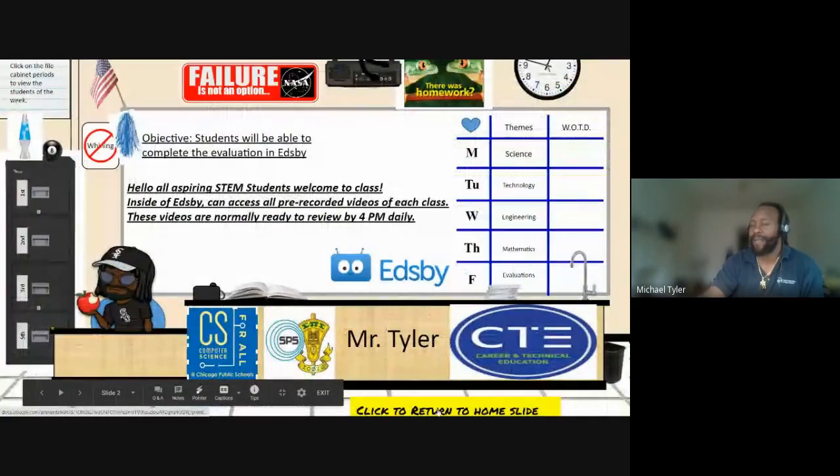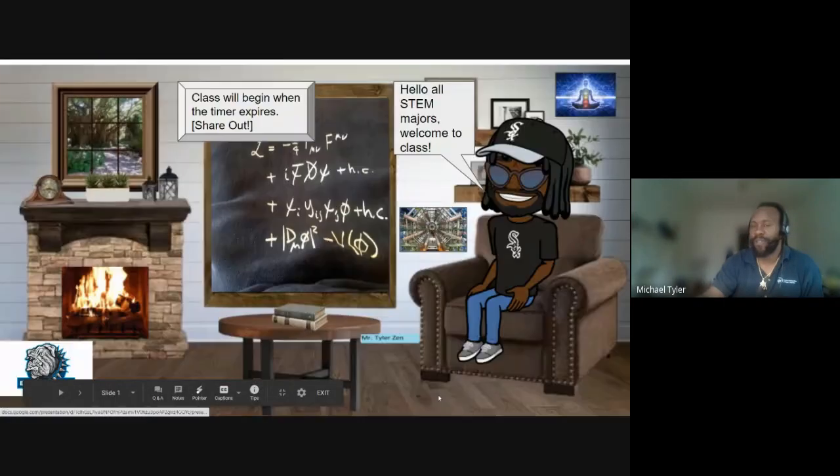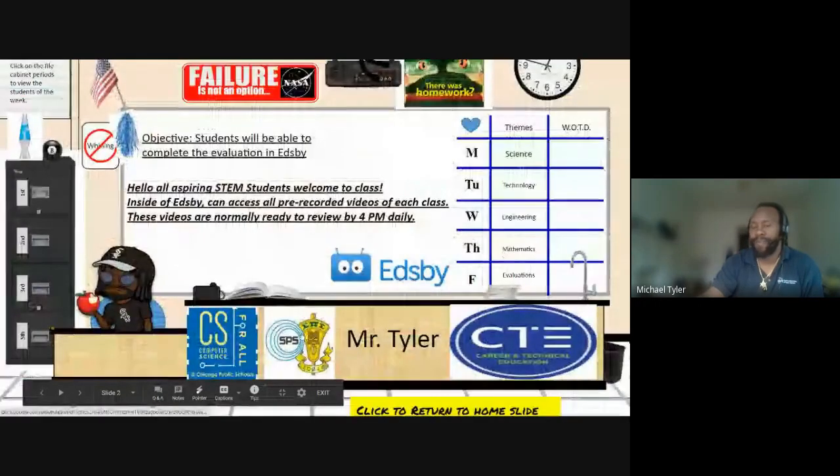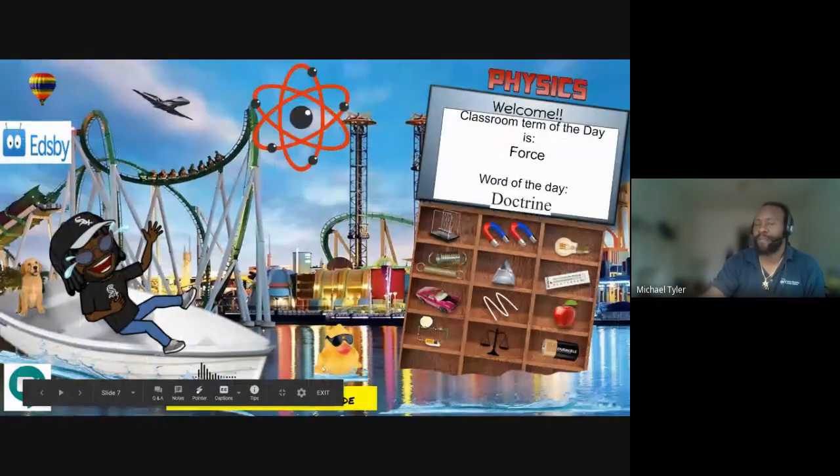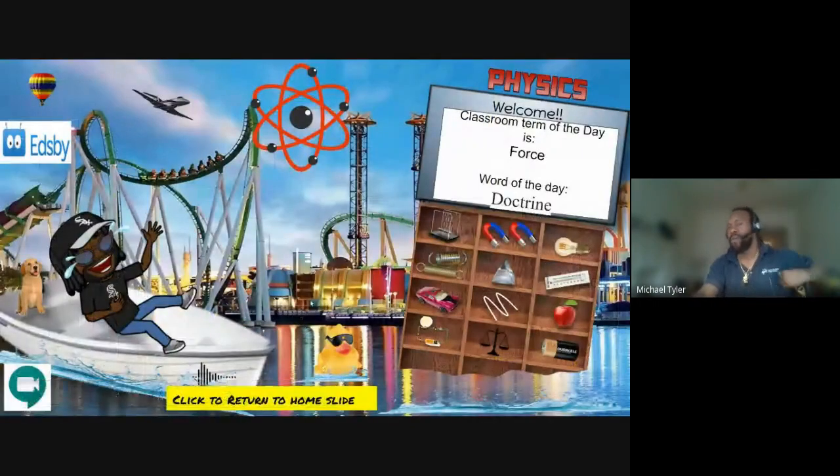You can go back by going up a slide or clicking on this yellow bar down here. Click to return. You click on return, it'll come back to me. You click on that, and let's go to the physics classroom real quick so you guys can get an understanding of what you've been doing. This was for a physics class, so you don't have to worry about that. That's not the term. We already know what our term is.